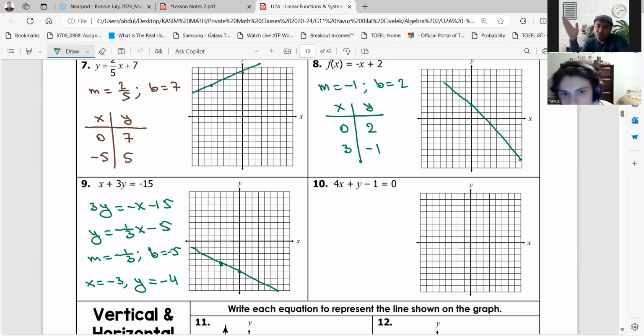So writing in standard form and slope-intercept form and how to graph the linear function. That's what you have to understand for today. Okay. Then we'll study how to find the slope and what it means, its application, and so on.